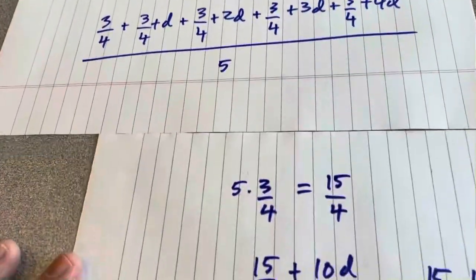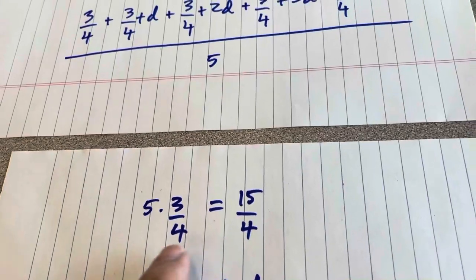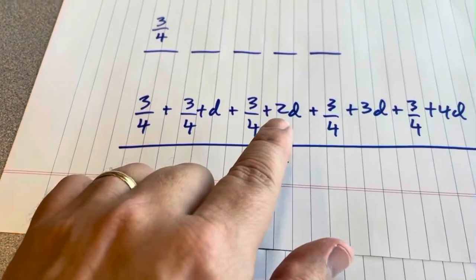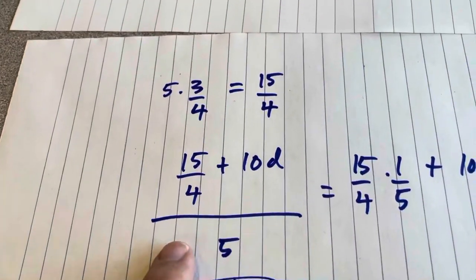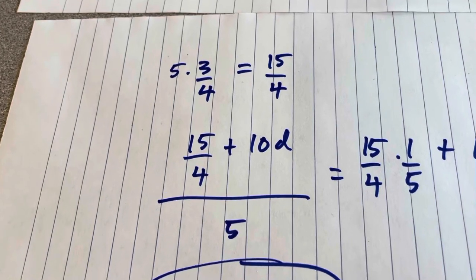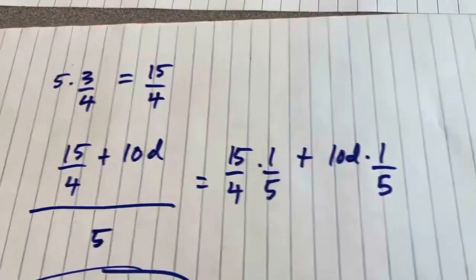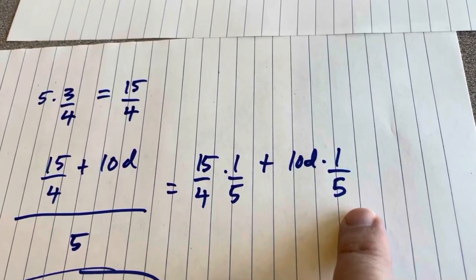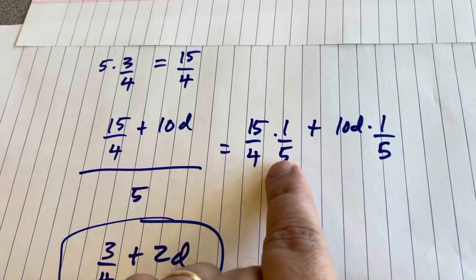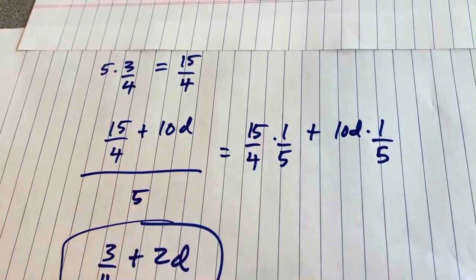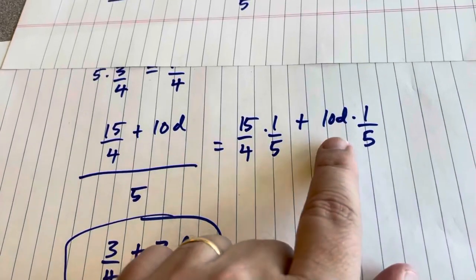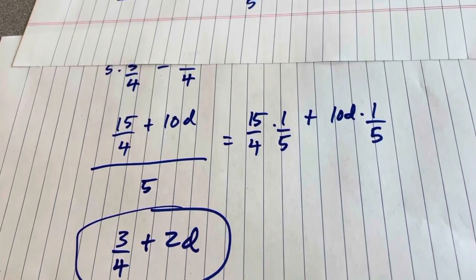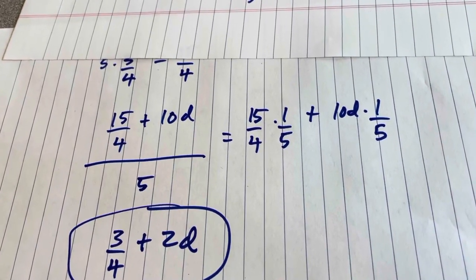So I could add all those together, or I could just say 5 times 3/4. 5 times 3/4 is 15/4. And then if you add d, 2d, 3d, 4d, that's 10d. So basically I have 15/4 plus 10d divided by 5. And instead of dividing by 5, you can multiply both by 1/5. Notice here that 5 goes into 5 one time, 5 goes into 15 3 times, so that becomes 3/4. And 10d times 1/5 ends up being 2d, because that's 10d over 5. 10 divided by 5 is 2.